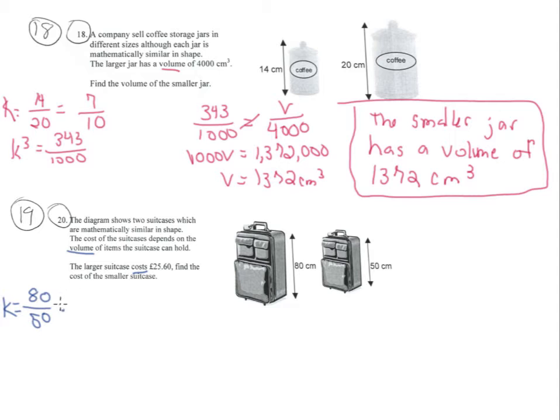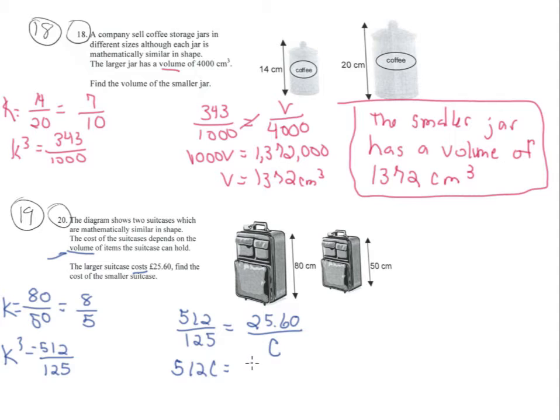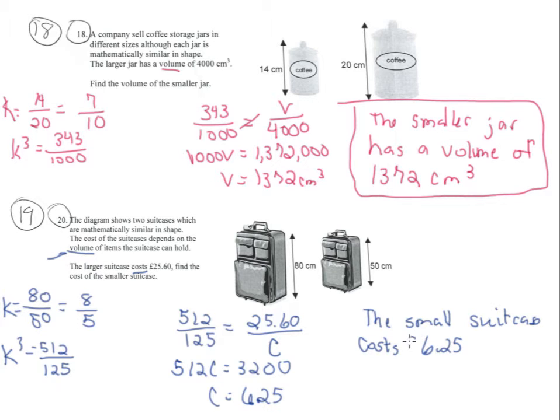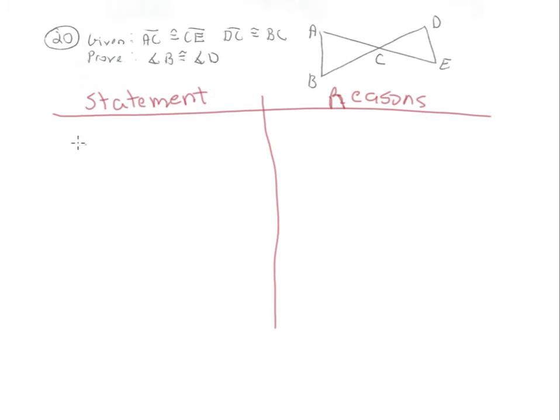Okay, let's look at the luggage problem. Again, we're looking at the volume of the suitcase being proportional to the cost. So we get K is equal to 8/5, so K cubed is equal to 512 over 125. We set that equal to our cost ratio, which is 25.6 over C. Cross multiply and simplify. And we discovered that the smaller suitcase should cost 6 pounds and 25 cents, 6.25 pounds. On the last 4 problems, we have some proofs to do.